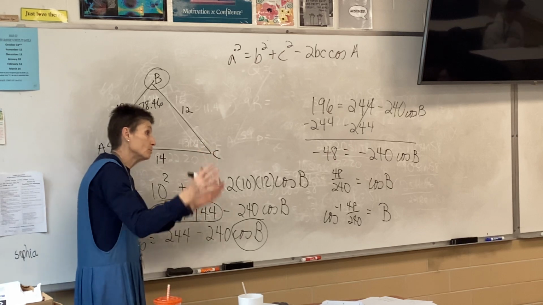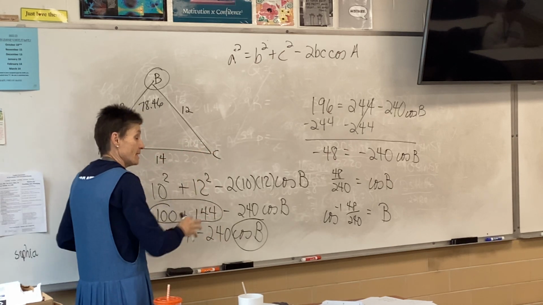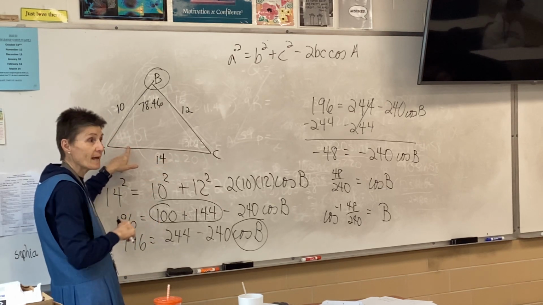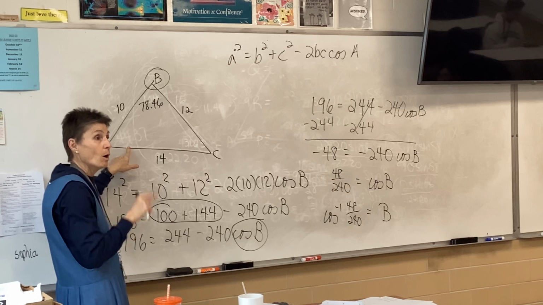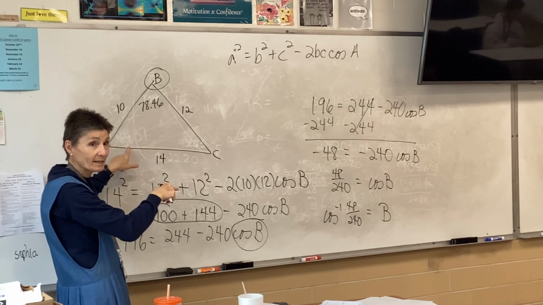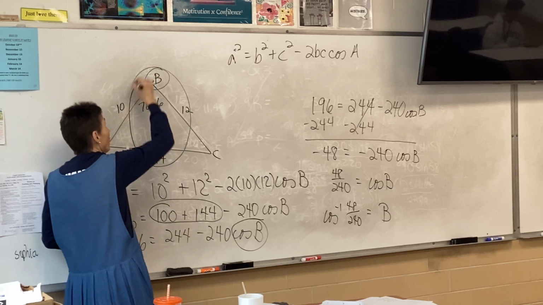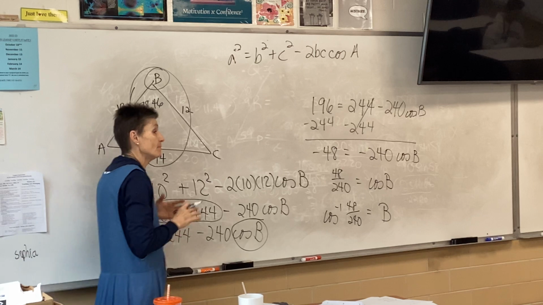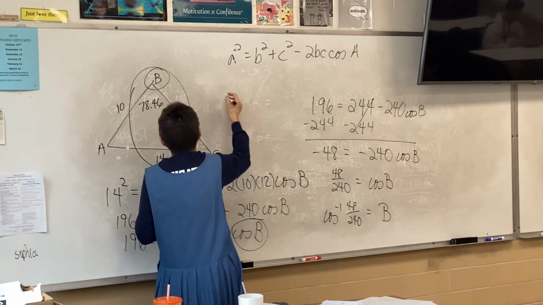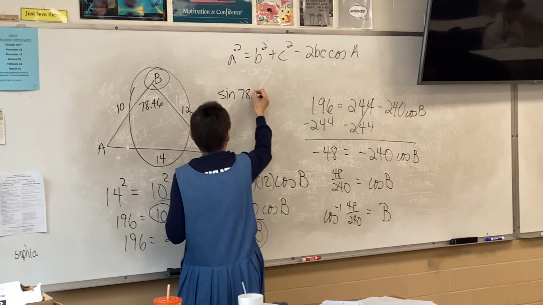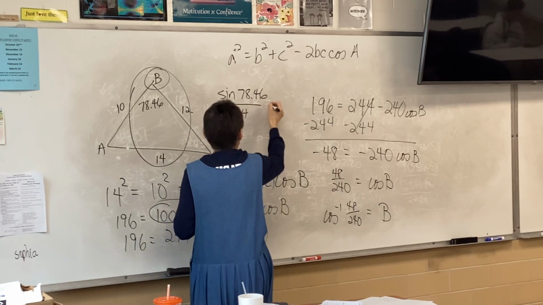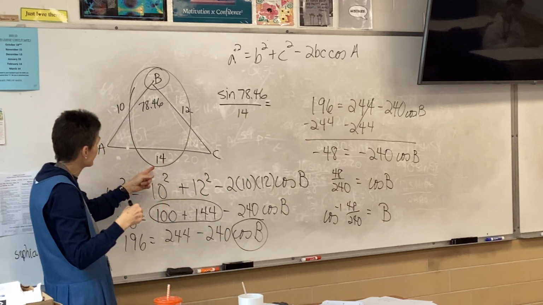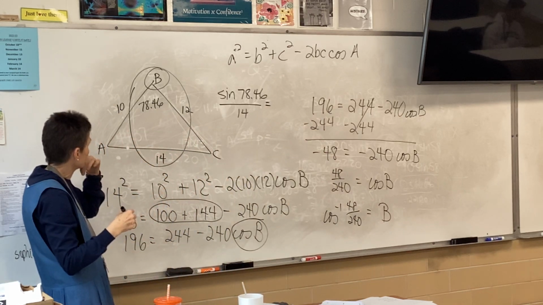Okay. Now, if that was so much fun, you can do it again. Pick a different angle and do it again if you like that. But if you don't care for that, now we can do our law of sines. Whichever flips your switch, that's what you can do. I'm going to go ahead and set up the law of sines, because for me, that's usually faster. If I say sine 78.46 over 14, what am I setting that equal to?